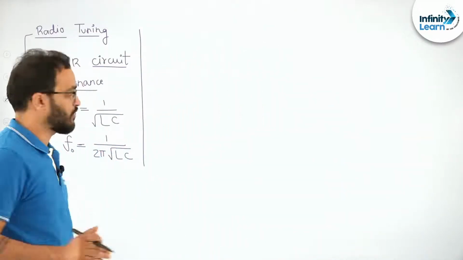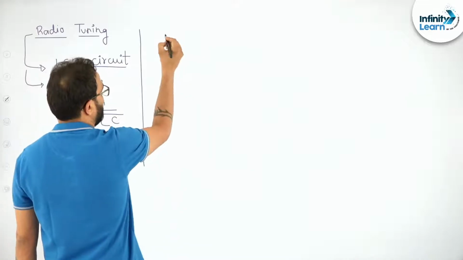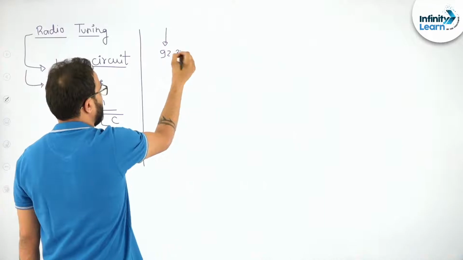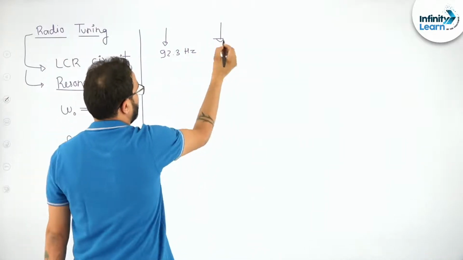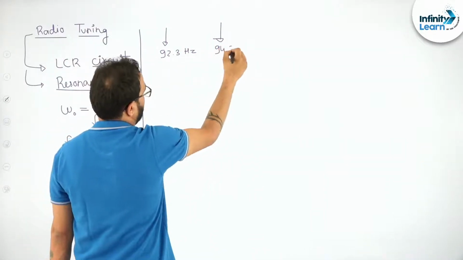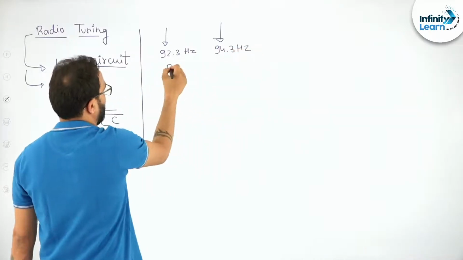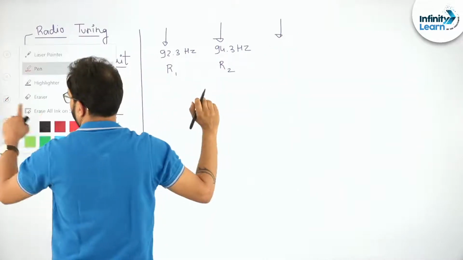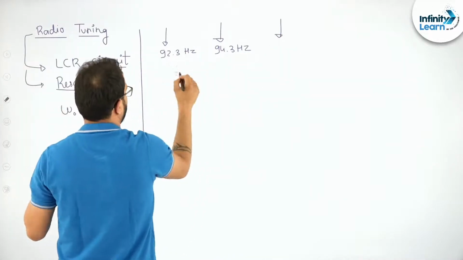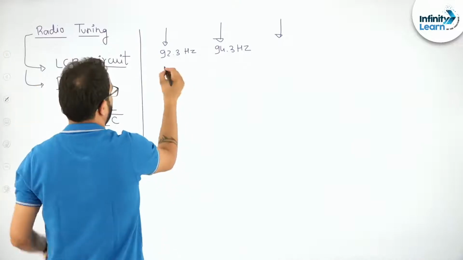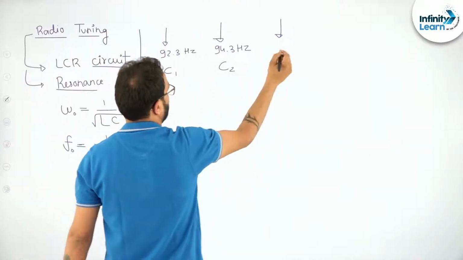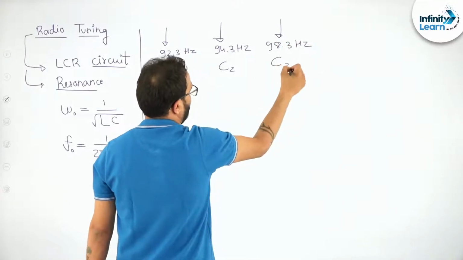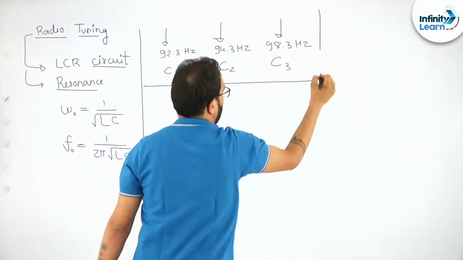Okay, so we will use it. Let's say that we are receiving all kinds of signals. We are receiving 92.3 hertz. This is also one channel. We are receiving 94.3 hertz. This is also some radio channel. Let's say this is channel 1, channel 2, and this is channel 3, 98.3 hertz, right. These are the frequencies at which we can hear these channels.